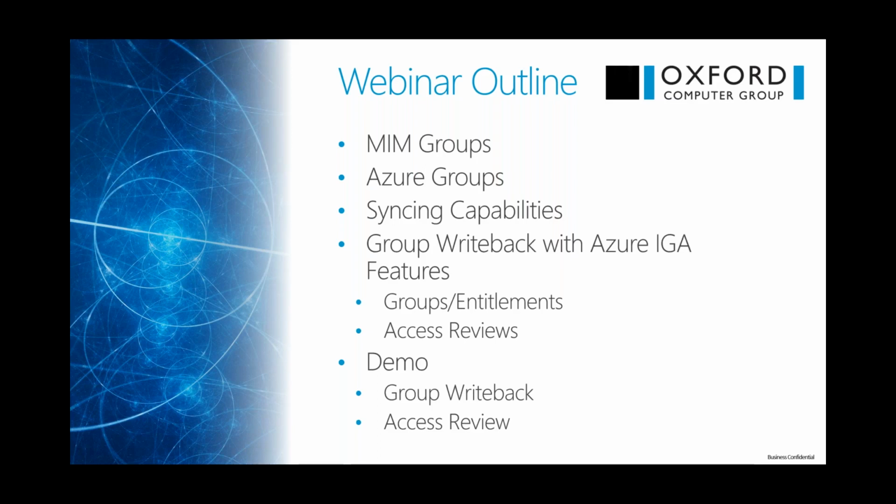Also, I'm going to show you the different syncing capabilities of groups from the cloud back to on-prem, kind of what you're able to do from a group type perspective. I'm going to show you the group write-back feature with Azure AD. That's a big piece of this: having the ability to write groups back to on-premise and then use the Azure IGA features, which are access reviews and access certification. So that is a big piece, having the ability to write security groups back to on-premise. I'm going to do a whole demo of the group write-back and the access reviews so you can see how it all kind of comes together.